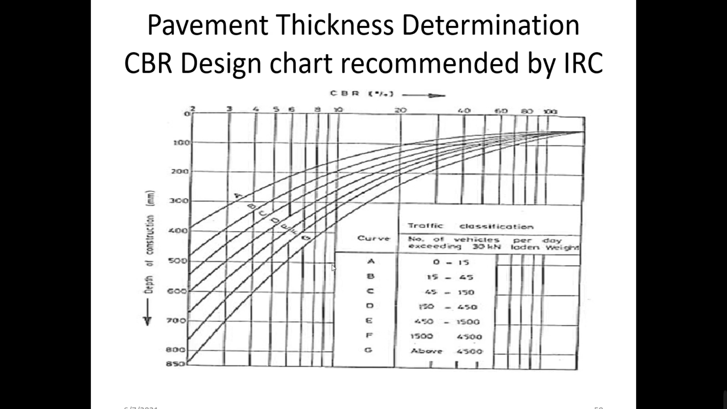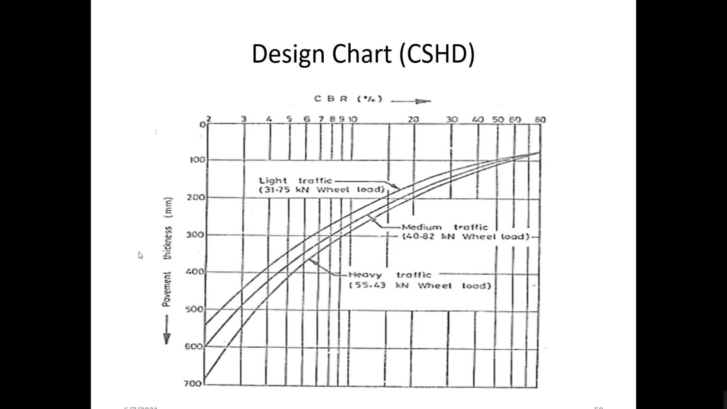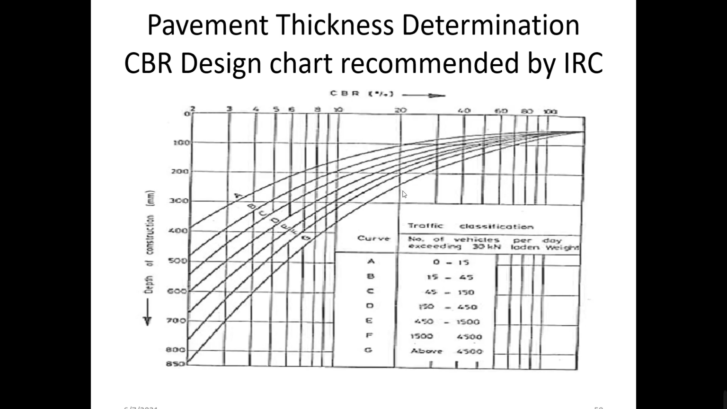Now, we are going to discuss pavement thickness determination by IRC. Pavement thickness determination is called the CBR design chart recommended by IRC. IRC is nothing but the Indian Roads Congress. There is not much difference from the design chart given by the California State Highway Division. Here along the x-axis there is the CBR in percentage. Along the y-axis there is the depth of construction of the flexible pavement. Depth, again, is nothing but the thickness of the flexible pavement.